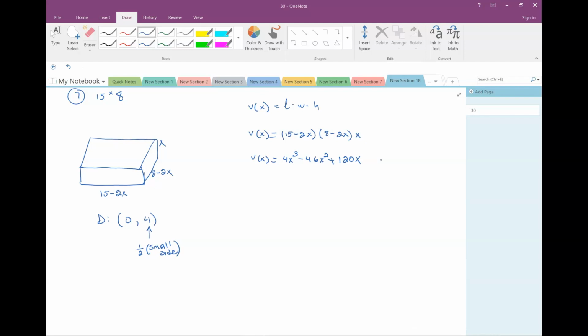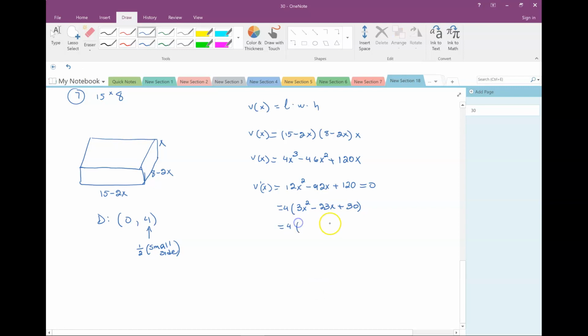That wouldn't make sense. To find the maximum of anything, what do you do? Take the derivative. So 12x squared minus 92x plus 120 equals 0. Now, what can we factor out of this? A 4, nothing else. So it'll be 4, and then 3x squared minus, what's 92 divided by 4? 23.